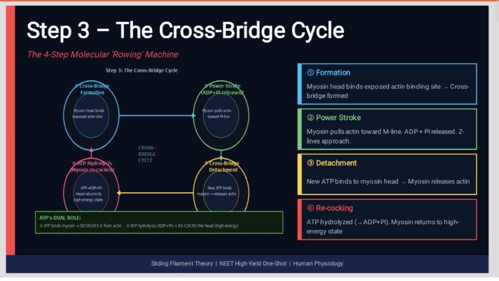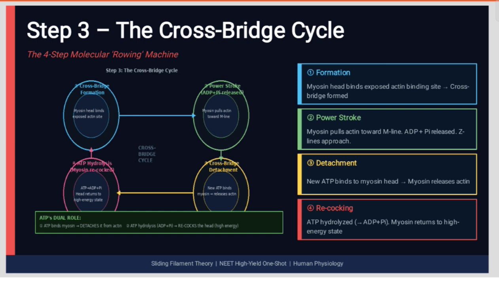The second step is the power stroke. Once bound, the myosin head pivots at its hinge region and pulls the actin filament toward the M line, towards the center of the sarcomere. This swinging motion is called the power stroke. During this phase, ADP and Pi are released from the myosin head. The energy stored in the cocked head drives this movement.